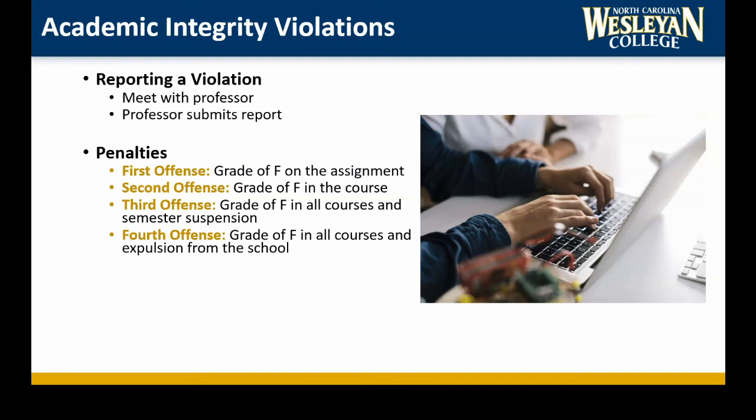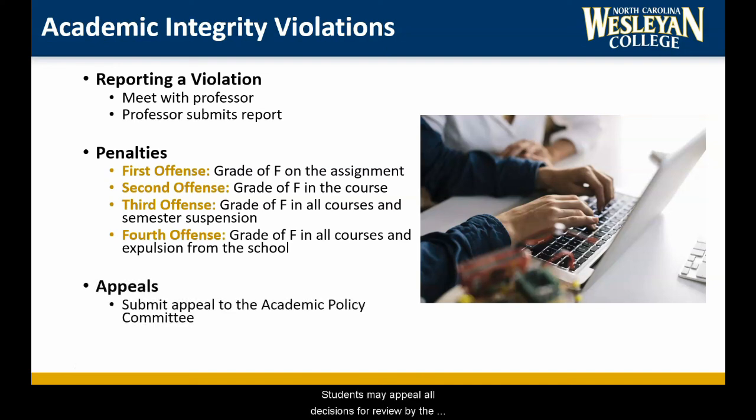Students may appeal all decisions for review by the Academic Policy Committee within 8 weeks of the last day of the course. This committee will review the charges, consider the evidence, and either uphold or overturn the decision. However, they will not have the right to change the penalty. All decisions by the Academic Policy Committee will be by majority vote. More information and details on academic integrity violations can be found in your North Carolina Wesleyan College Student Handbook.